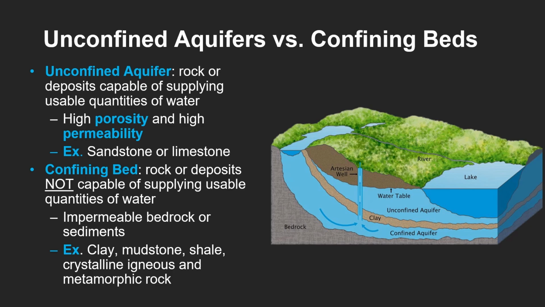Aquifers are geologic units that can both store and transmit water, so they require high porosity and high permeability. Sandstone and limestone are common examples of good aquifers. Confining beds, such as clay or shale, are much less permeable and act as barriers to flow. These layers can trap water above or below them, creating confined or unconfined aquifer systems.